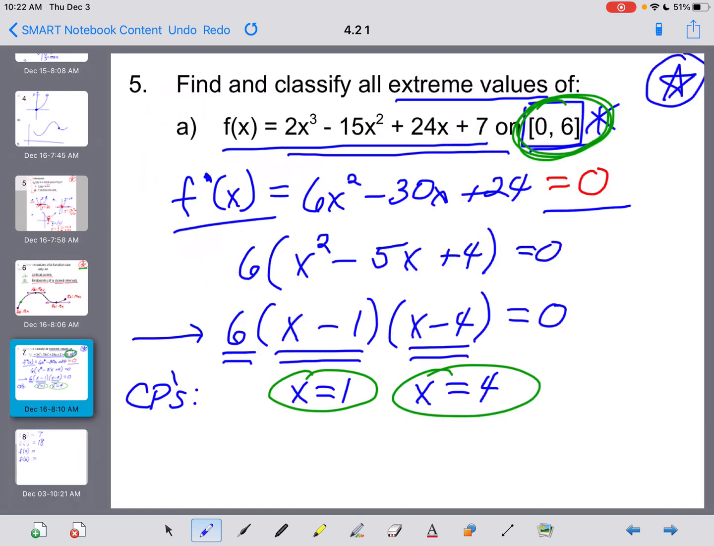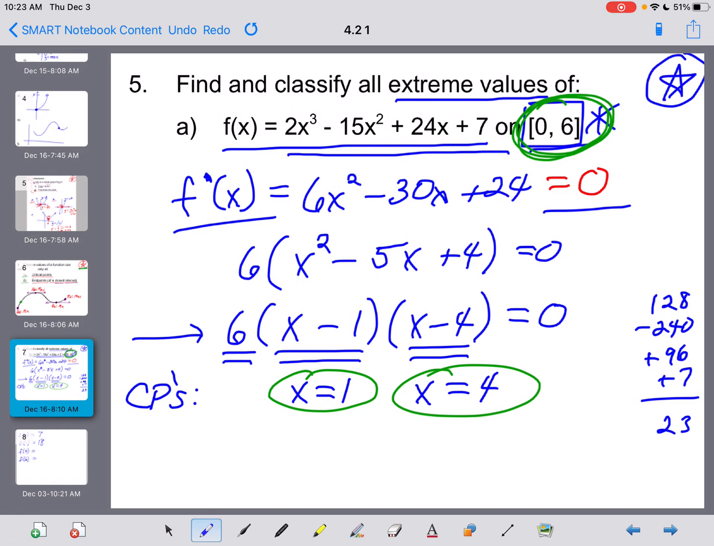Plugging in a 4, obviously you guys would want to use a calculator here, but let's see what we can do. 2 times 4 cubed, that's going to be a 128. I'm going to write that over here. Minus 15 times 16 is going to be a 240. Plus 24 times 4, that's going to be a plus 96. And a plus 7. Let's see, guys. We're at a negative 112. Add 96 to that. We're at 16. 16 plus 7, I think, is 23.